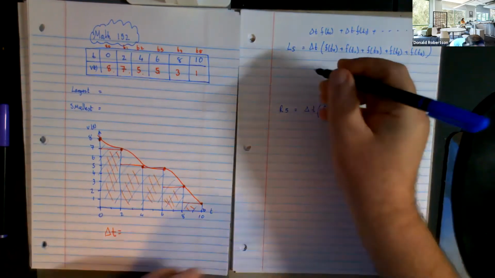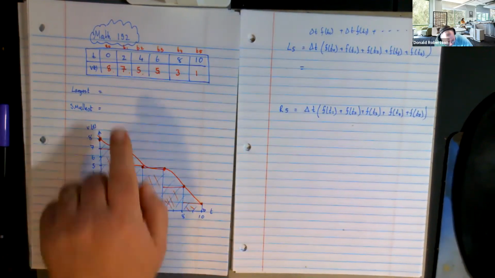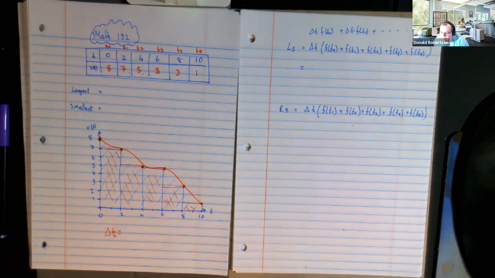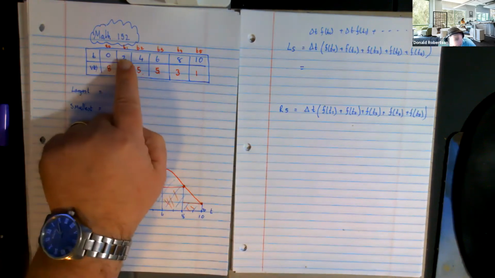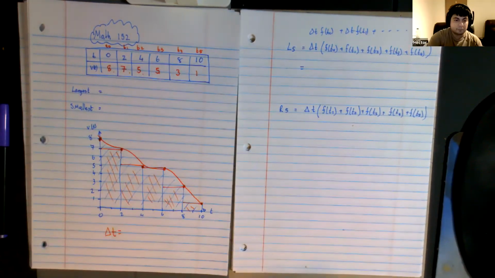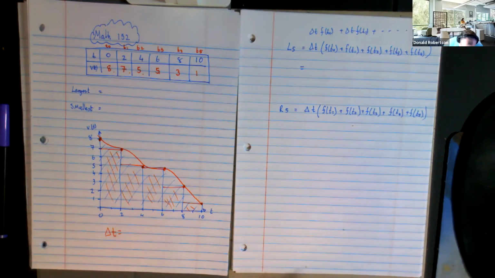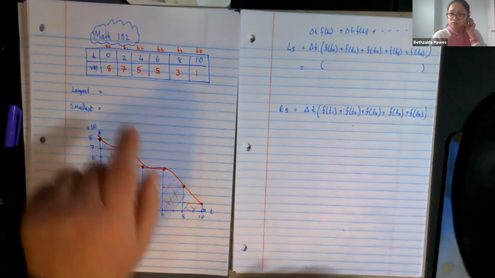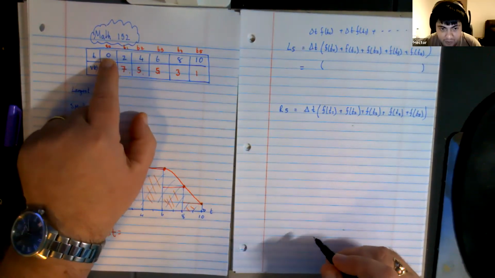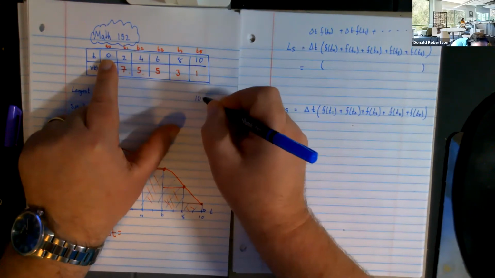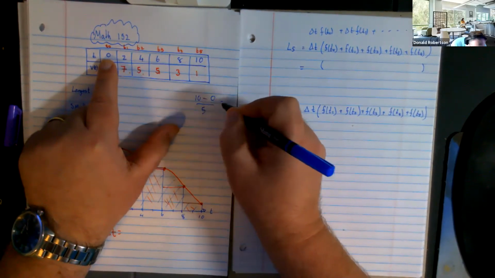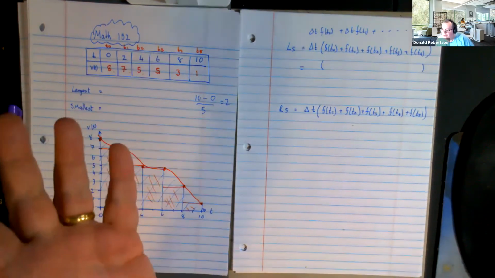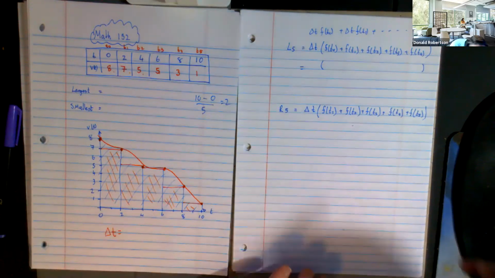So in this question, from my table, what is the value of delta t? What's the value of delta t? Hello? It would be b minus a divided by the number of strips, which is 5. So 10 minus 0 divided by 5, which is 2. Or 0 to 2, 2 to 4, 4 to 6. You could guess it's 2, couldn't you? You'd be right. So 2 goes there.